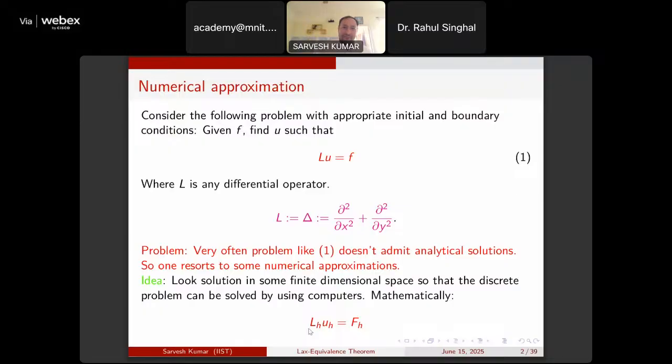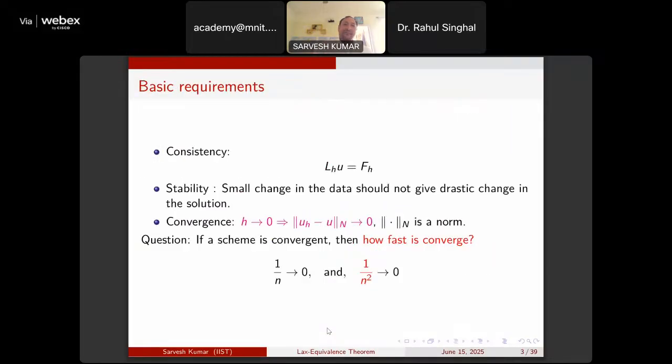Now this, if you have a linear equation, is nothing but a linear system of equations. If you have a non-linear one, then this will be treated as a non-linear algebraic equation. So finally we have to deal with algebraic equations. Okay, so this can be solved by using computers. That's the idea. While doing that, we have certain requirements.